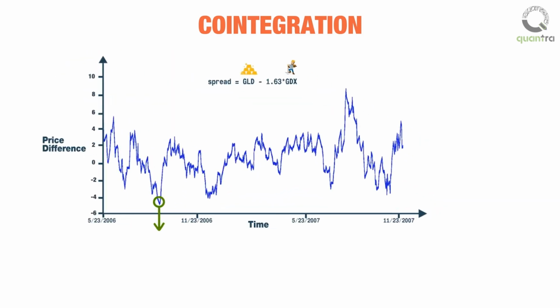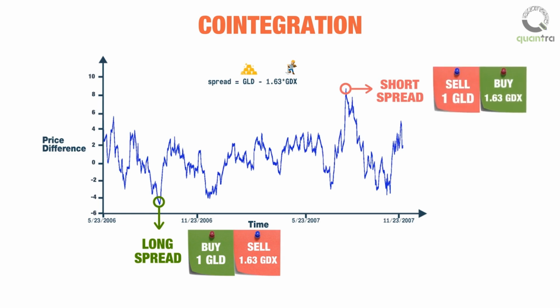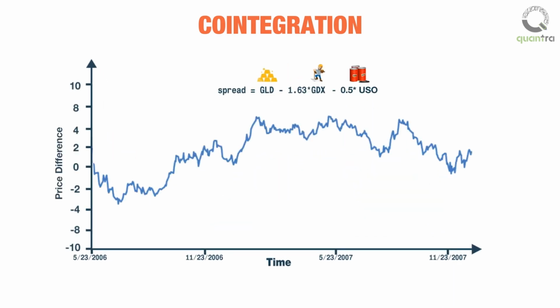We go long the spread, that is, buy one share of GLD and sell 1.63 shares of GDX. On the other hand, we go short the spread, that is, sell one share of GLD and buy 1.63 shares of GDX. This is commonly known as a pairs trading strategy. However, the same concept of cointegration and stationarity of spread can be extended to three or more assets as well.